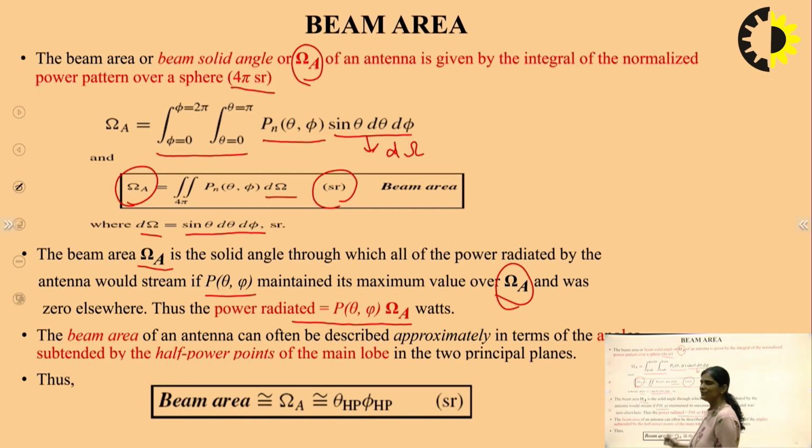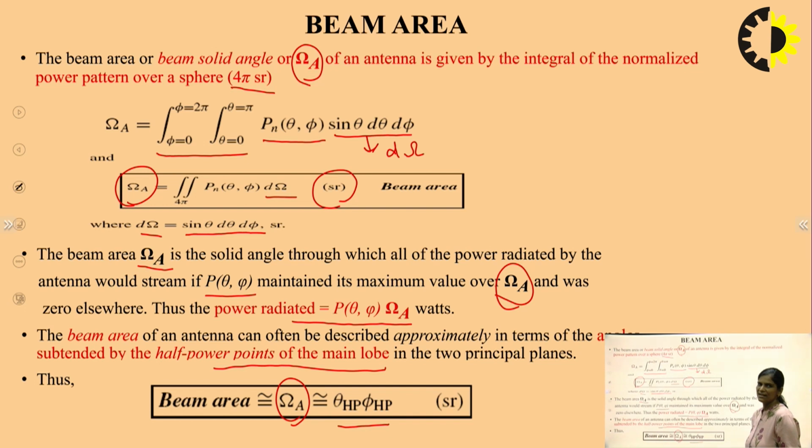Now the beam area of the antenna is calculated approximately in terms of angles by the half power points of the main lobe. And how can you write the half power points of the main lobe? Beam area Ω_A is approximately theta half power times phi half power. Its unit is also steradian. So this is the way you can find the beam area in the form of normalized power, with parameters theta, phi and dΩ.